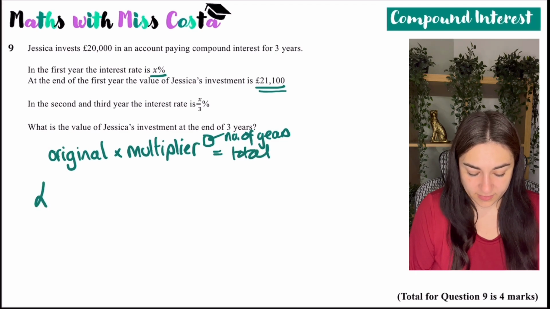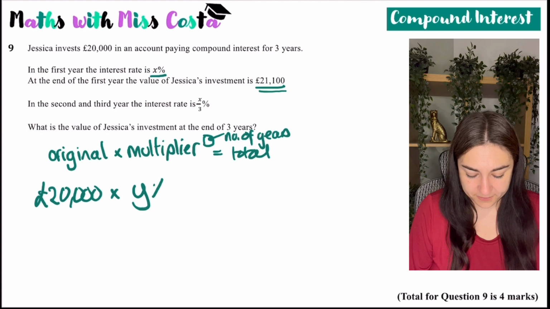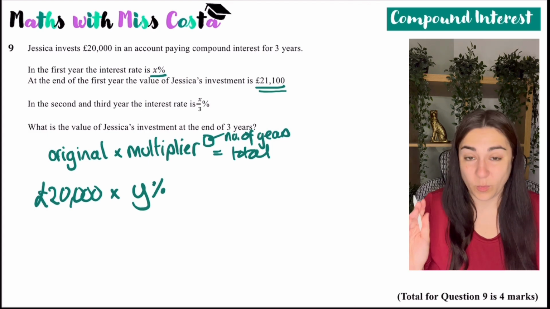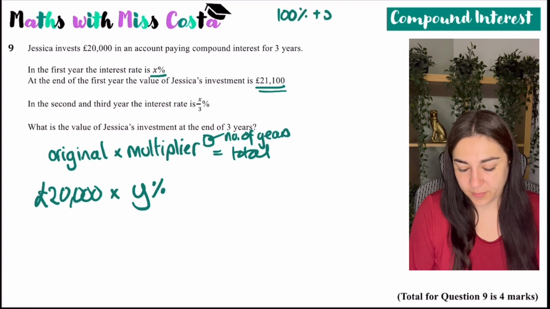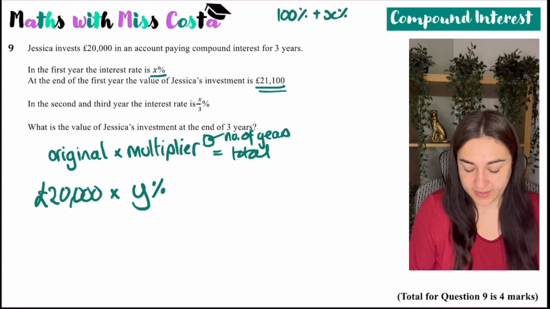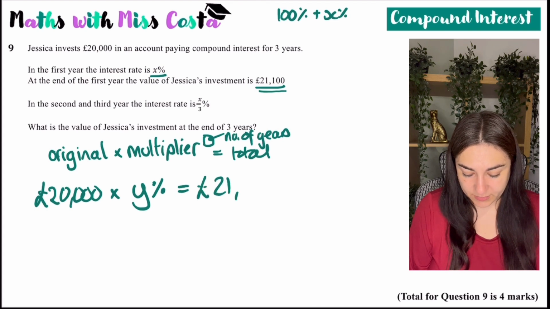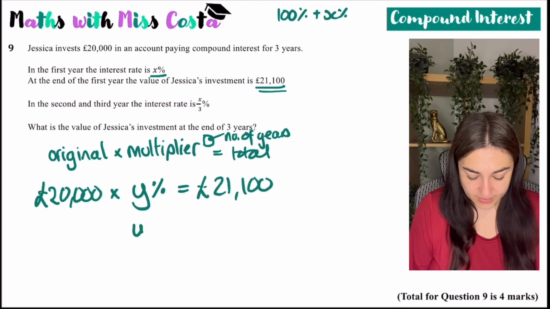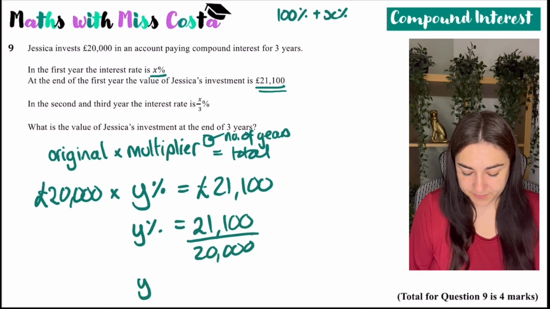So what I'm going to do is write £20,000, my original value, times by my multiplier. I don't know what that is. For now, I'm just going to say Y. And when we do multipliers, I know it's increasing, so you do 100% plus your interest rate. So times by Y% must equal 21,100. So to figure out what my multiplier is, I'm going to do 21,100 divided by 20,000.